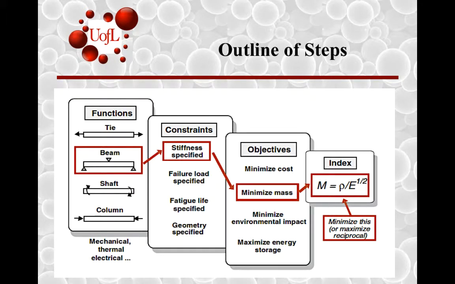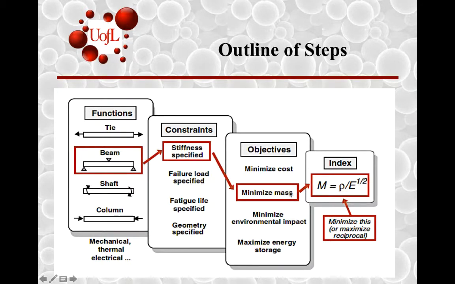To summarize the various steps that we looked at, you consider the function during the design first in terms of the nature of the loading and the equations that describe that. Then you specify the constraints, whether it's stiffness specified, or geometry specified, or a failure load, or how strong the material should be, or fatigue properties, for instance, or fracture toughness properties. Objectives then involve either minimizing mass, minimizing cost, minimizing environmental impact, maximizing energy storage. These are all some things that we'll look at eventually.